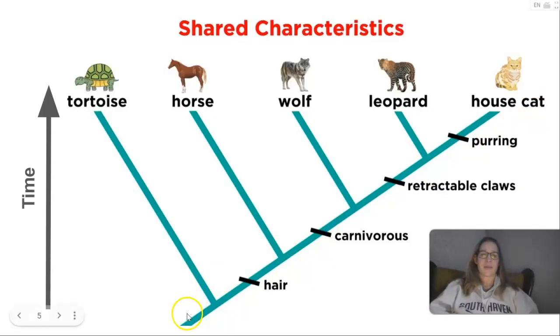But what this cladogram is showing is that at one point they were all one common organism, and at some point the tortoise developed into its own species, and it moved away from all of these organisms which had hair as a trait. These are traits that are going to be found in everything after this point. Horses have hair, wolves have hair, leopards and house cats all have hair. At some point the horse experienced some kind of selective pressure and developed into its own species here.